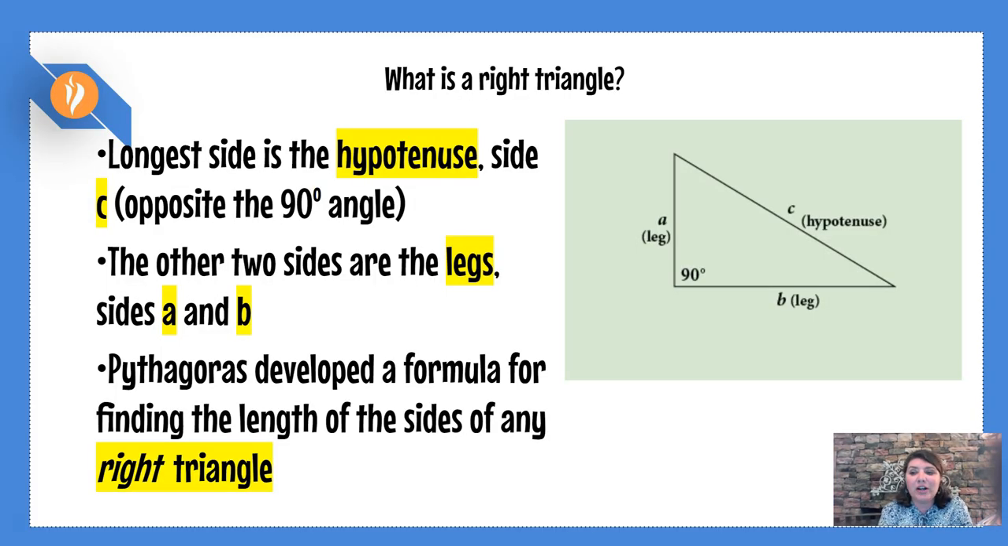Alright, let's talk about our mini lesson. Let's get into the Pythagorean Theorem. So the first thing is we need to talk about what a right triangle is. Well, the picture is showing you what a right triangle is.